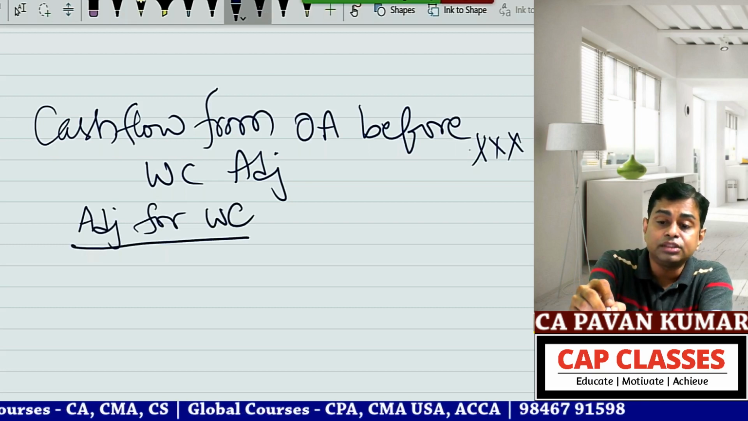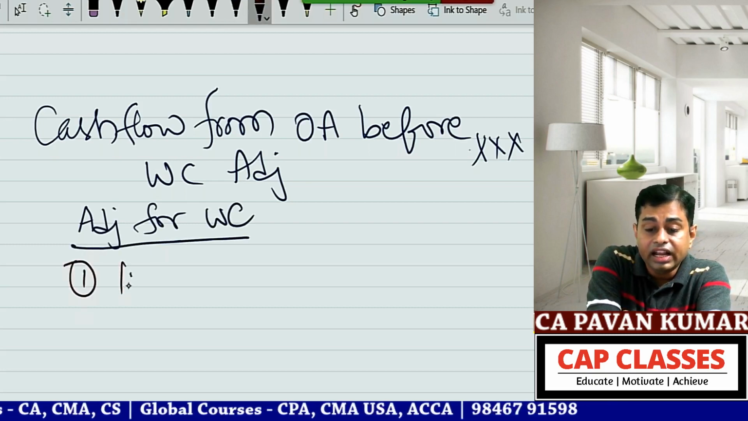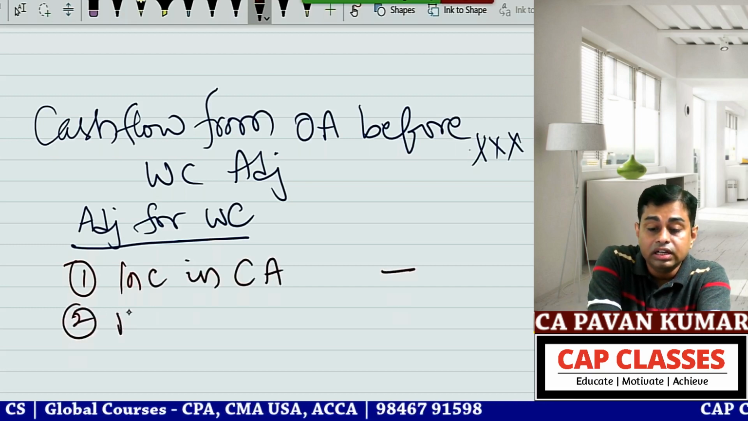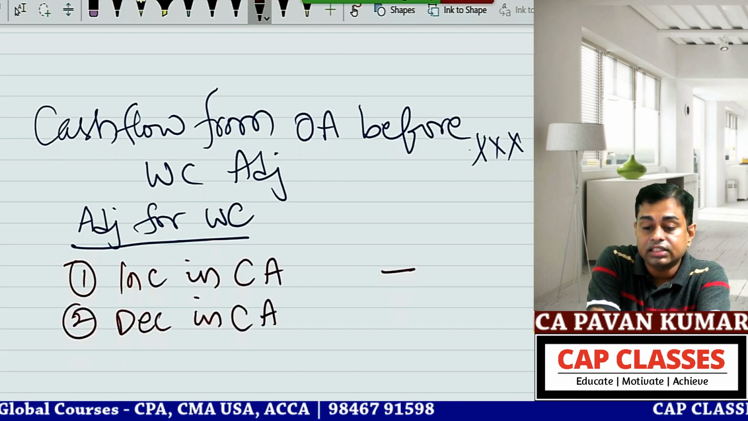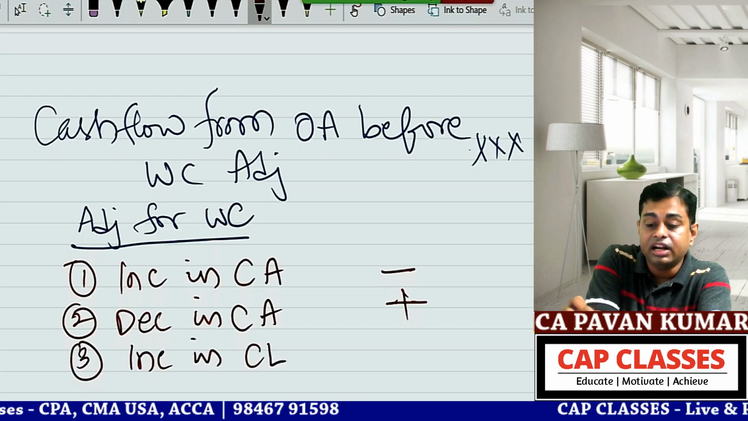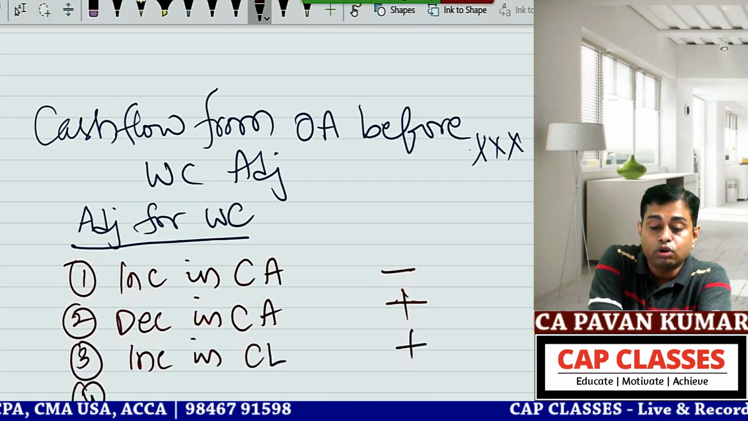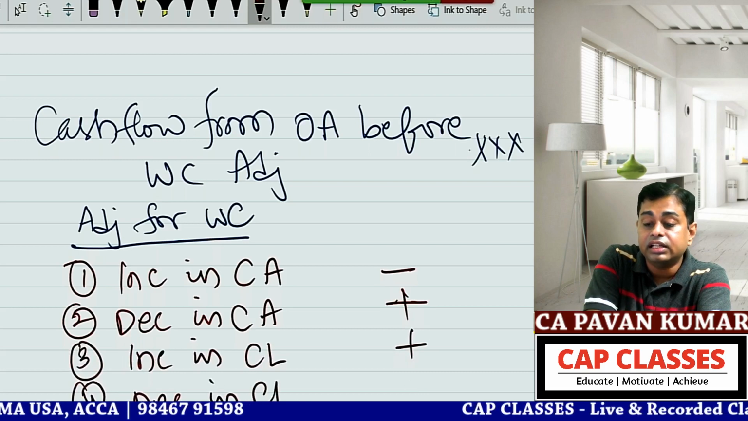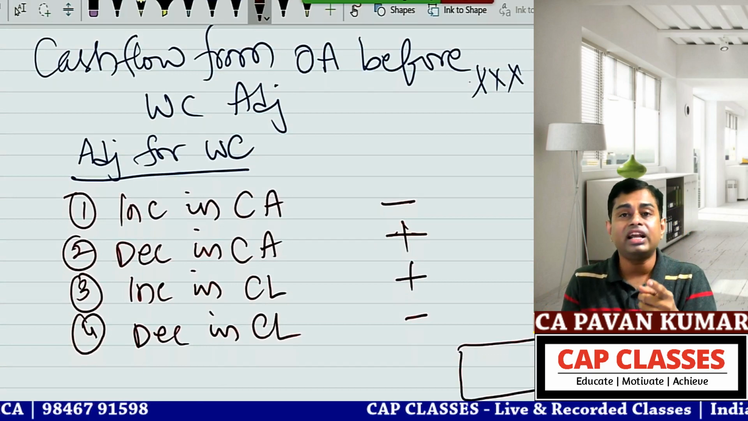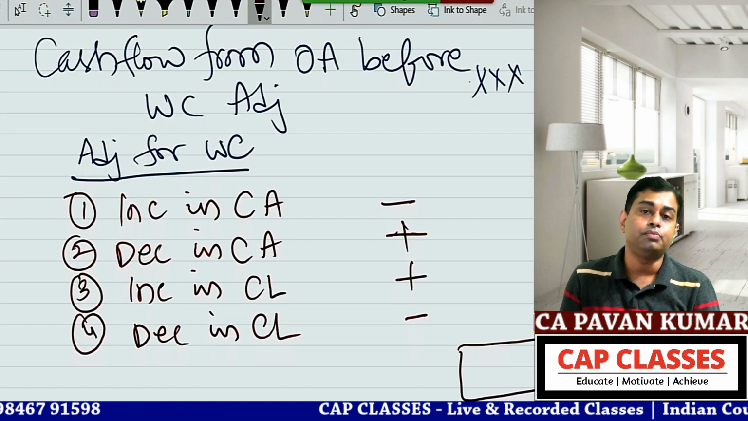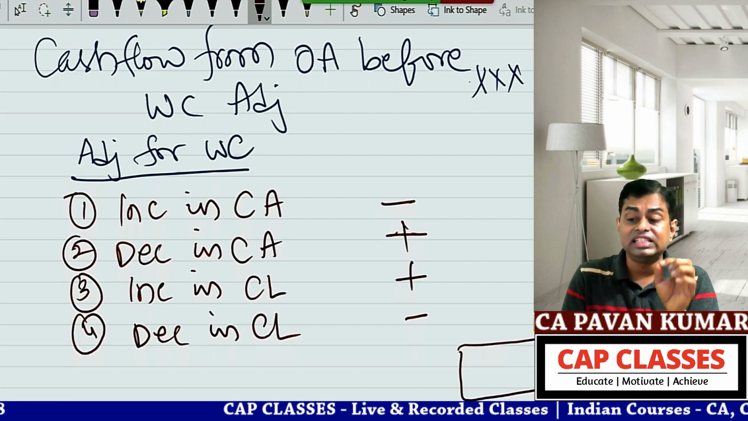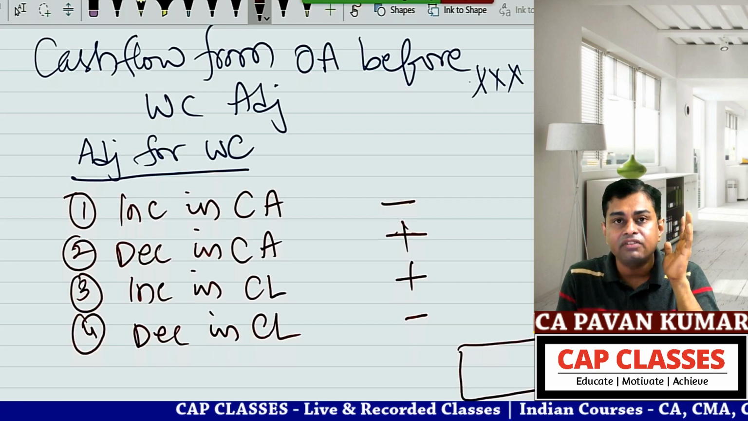Here 4 adjustments will come. 1. Increase in current assets, subtract. 2. Decrease in current assets, add. 3. Increase in current liability, add. 4. Decrease in current liability, subtract. Then you will say this is cash flow from operating activity after working capital adjustment.